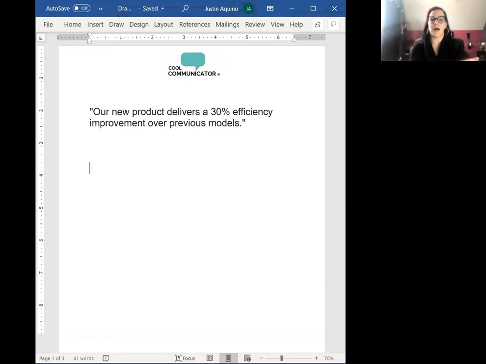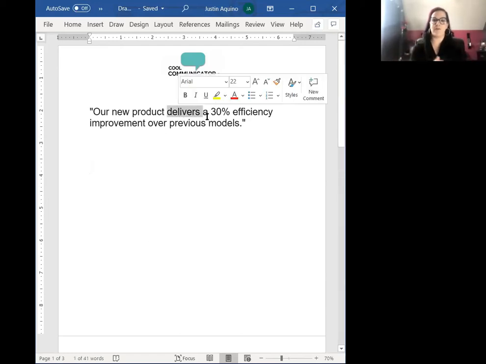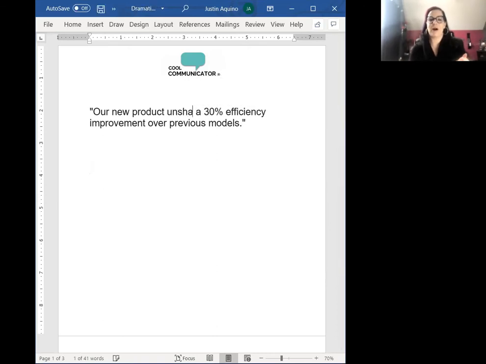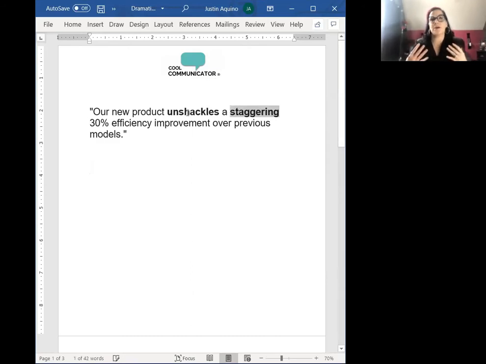Is it just one word? Is it instead of "delivers," can you use a more powerful word? Maybe it's "unshackles," right? Something different. Or instead of just saying 30% efficiency improvement, what about a staggering 30% more efficiency, right? You want to exaggerate, but not over exaggerate, because then people won't listen to you. They won't trust you. So I would say keep it conversational, keep it authentic, but add more color to it, whether it's one word or more.